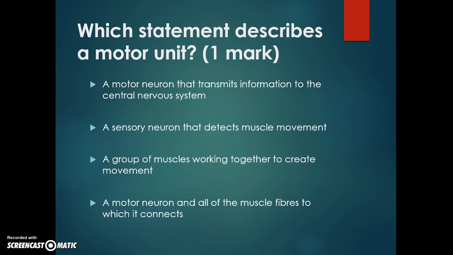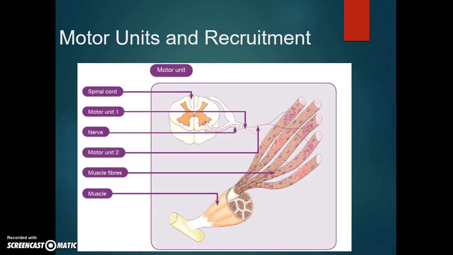A motor unit, a very common question in your YMCA exams, and we do need to know about it for this assignment. So a motor unit is the motor neuron and all the fibers to which it connects. So a motor neuron receives the message from the brain about the contraction and will control all the fibers to which it attaches. And here's just an example here.